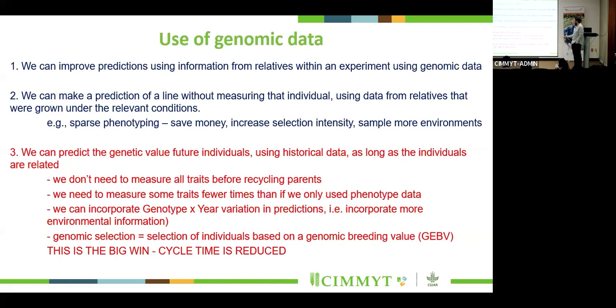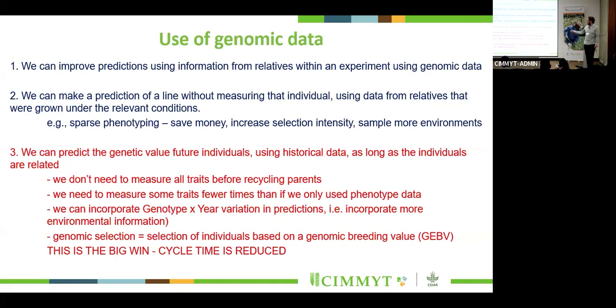We also have the benefit that if we have 5 years of historical data and our weather conditions vary between years, we've incorporated some environmental information. It's actually really important in our selection decision. And so this is probably what is mostly called genomic selection: the selection of individuals based on a genomic breeding value, incorporating the information across several traits using the genotypic connection. And this is the big win. You've reduced the cycle time.